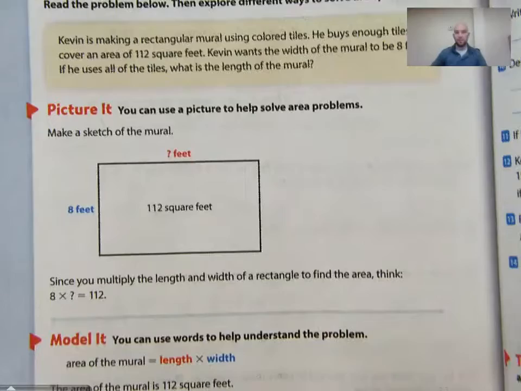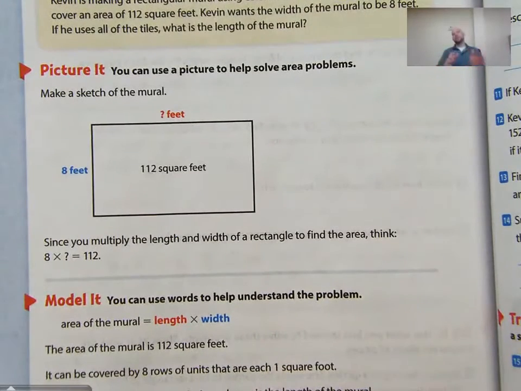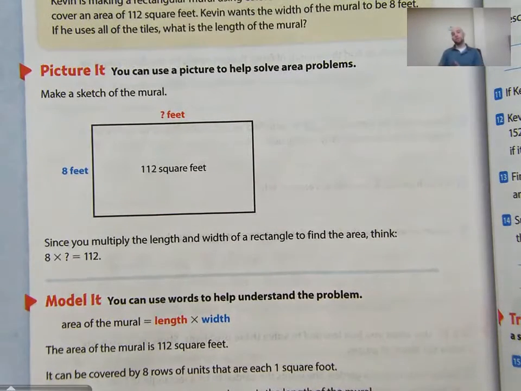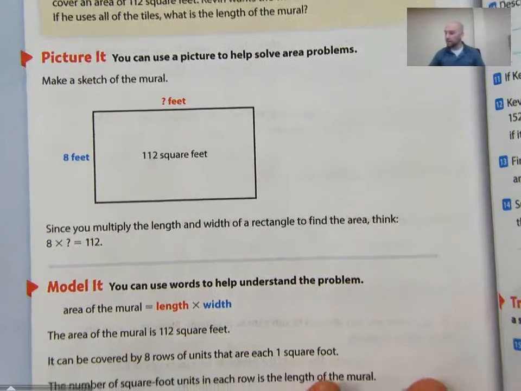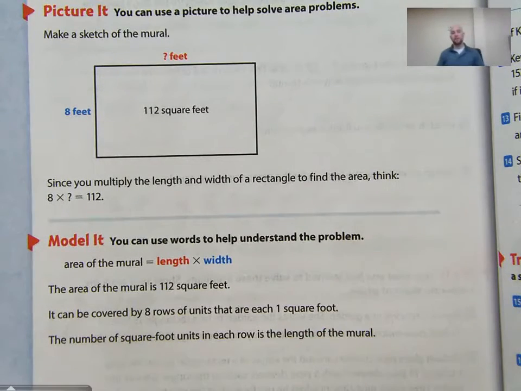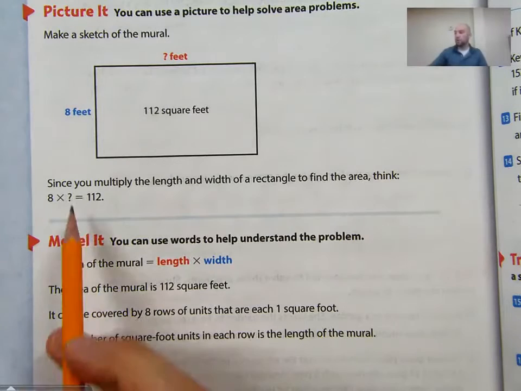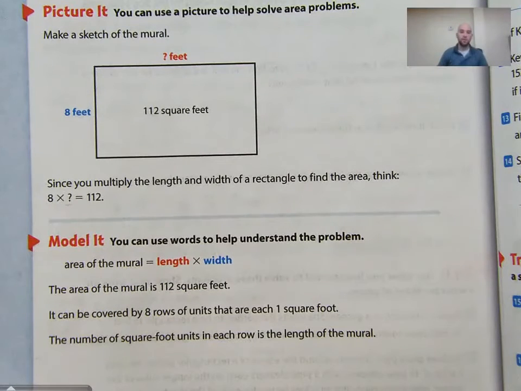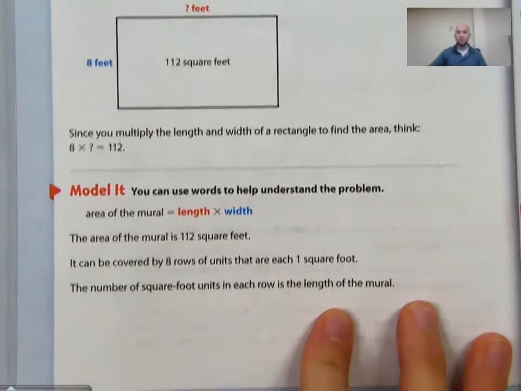So we're kind of starting out the same way we did with perimeter. We have been given the area here, and we're going to be looking for one of the sides, given that we have the other side. Since you multiply the length and width of a rectangle to find the area, think 8 times a number is 112. As we've done in the past, anytime we have a question mark, we can replace that with a letter. We call that a variable, and that letter is just a placeholder for a number. We're going to be plugging this into our area formula as we move forward.